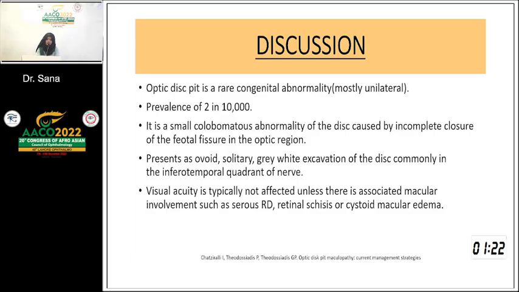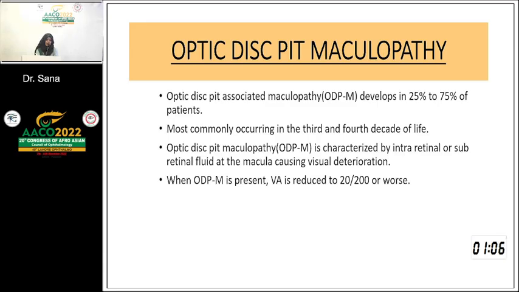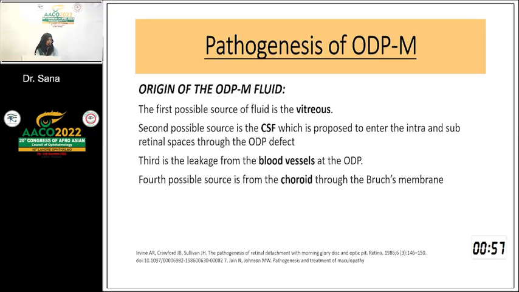Okay, so what is optic disc pit? It is a congenital abnormality which is caused by incomplete closure of the optic nerve, with incomplete closure of the fetal tissue at the optic region, and there can be a visual deterioration if there is macular involvement, which can occur in 25 to 75% of the cases. And this macular involvement is characterized by accumulation of subretinal or intraretinal fluid. So this is a matter of great controversy. What is the source of this fluid? It can be vitreous, cerebrospinal fluid, blood vessels, or choroid through the Bruch's membrane.